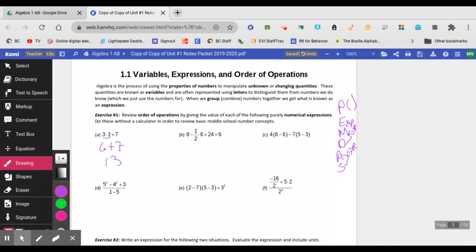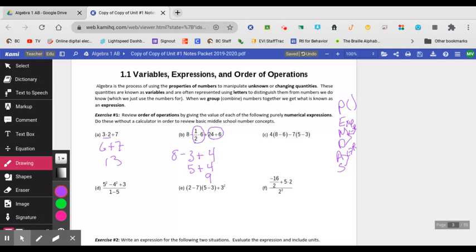Here, again, I'm going through my order of operations. I don't see any parentheses or exponents. I see a multiplication here and a division here. So I multiply and divide in order from left to right. So this becomes 8 minus half of 6 is 3, plus 24 divided by 6 is 4. I then add and subtract in order from left to right. 8 minus 3 is 5. 5 plus 4 is 9.